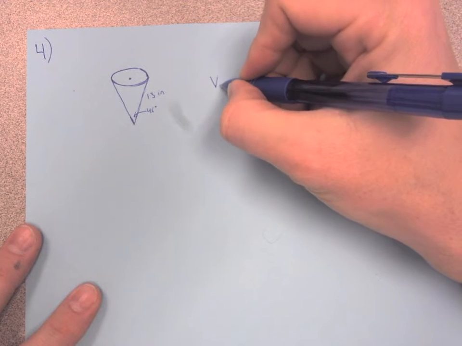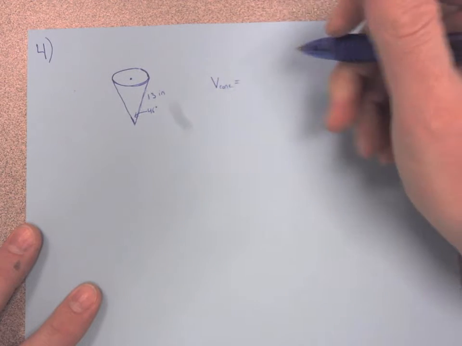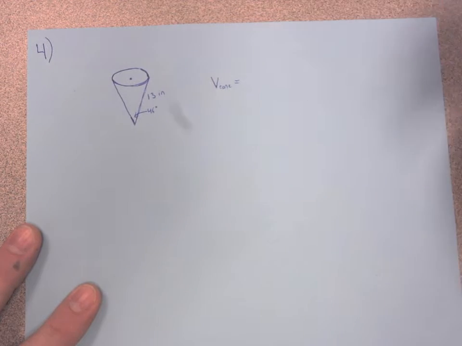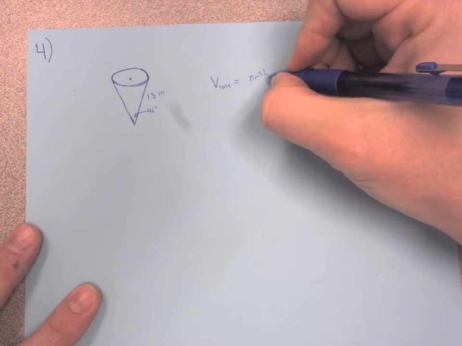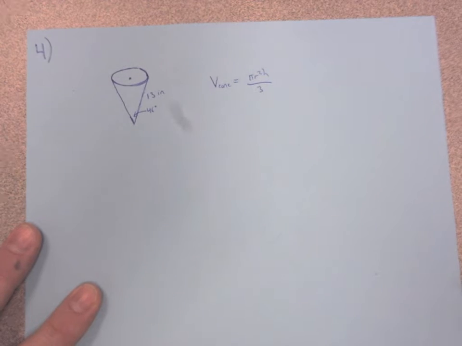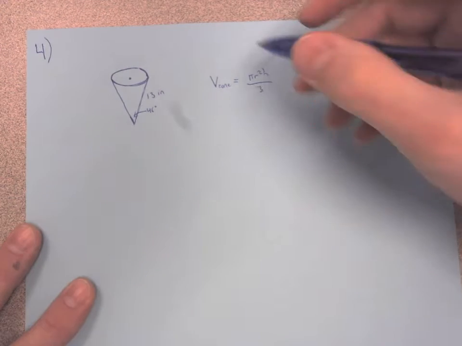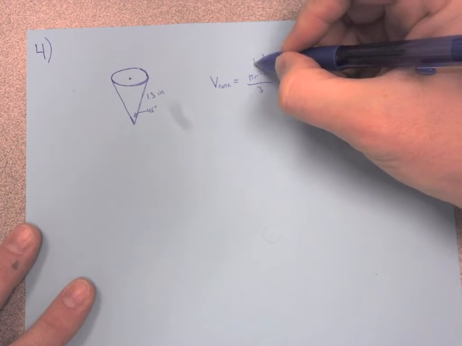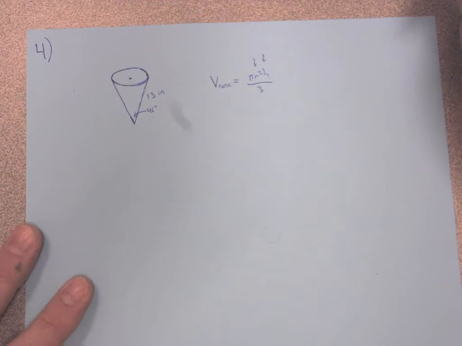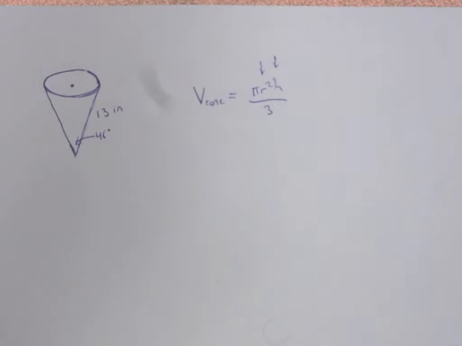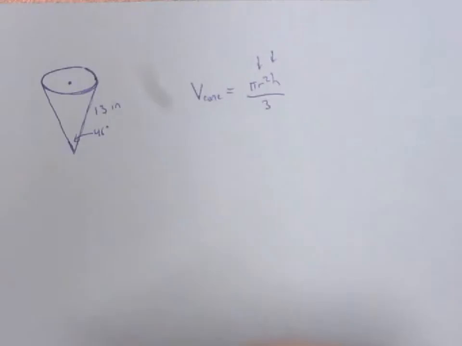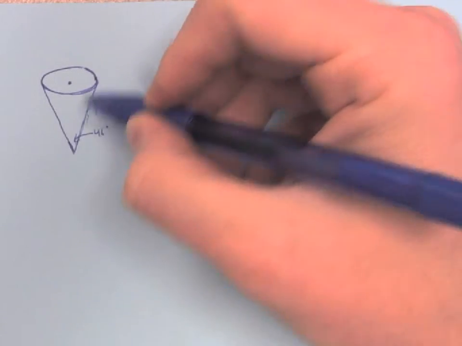So the volume of a cone is equal to either 1/3 pi r squared h, or you can write it pi r squared h over 3. Either of those is accurate. And so notice what we need here is a height and a radius. Okay. In this problem, let me zoom in a little bit. In this problem, we're given neither of those things. So we have an angle here and we have the side of the cone.